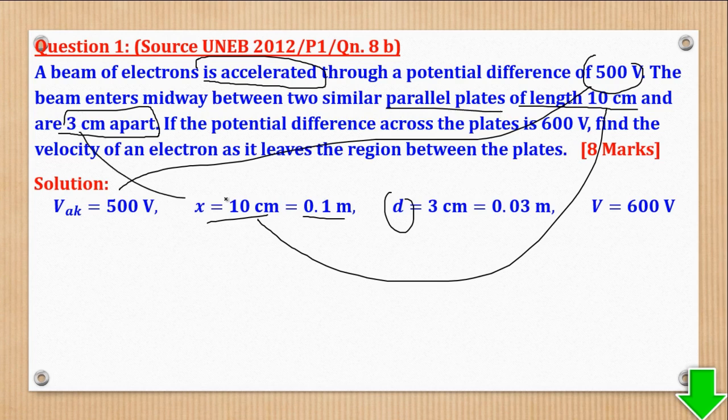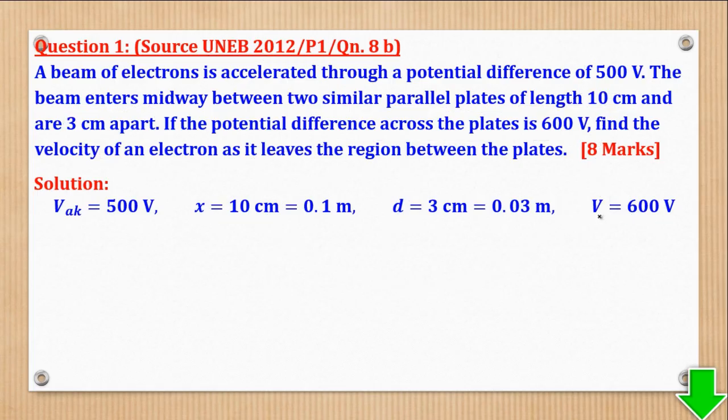So these 3 centimeters will be small d. Now you should remember that the symbols are very vital. All the letters we used, you are encouraged to maintain them. So for example, if D we use it for separation, don't again use it for something else. Then V we used it to denote the PD between the plates. So here they said if the potential difference across the plates is 600, that is why we are saying this 600 is V. After interpreting, it is easier.